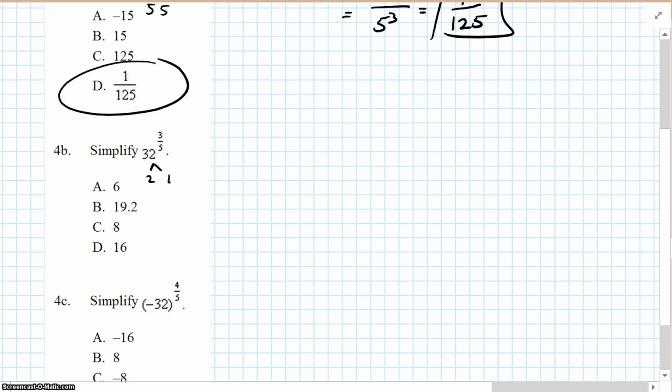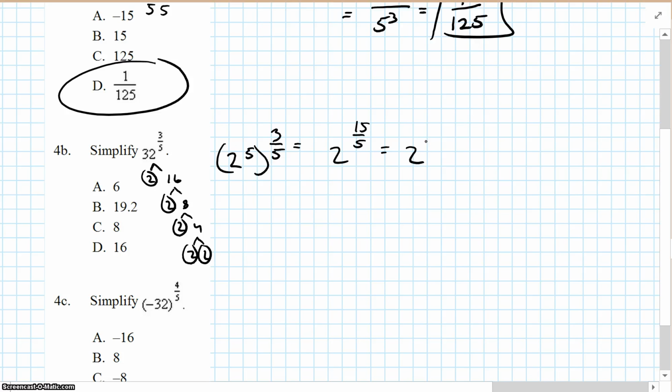Simplify 32 to the 3/5. Well, 32 is 2 times 16, which is 2 times 8, which is 2 times 4, which is 2 times 2. So that's 1, 2, 3, 4, 5. So I can rewrite this as 2 to the 5th power to the 3/5 power. So if you really want to see it, it'd be 2 to the 15 over 5 power, which would be simplified to 2 cubed, which is 2, 4, 8. Which is 8. Okay, see how I did that?